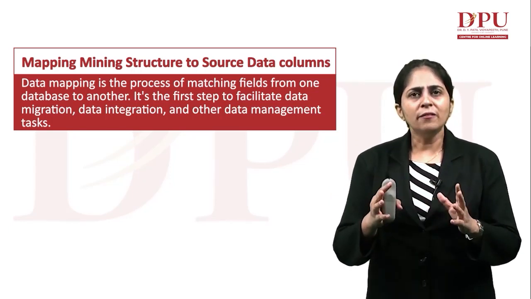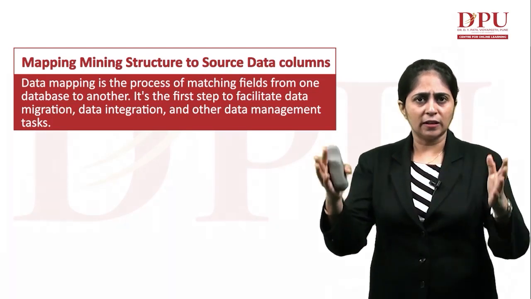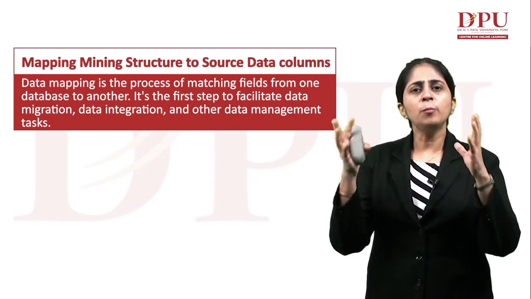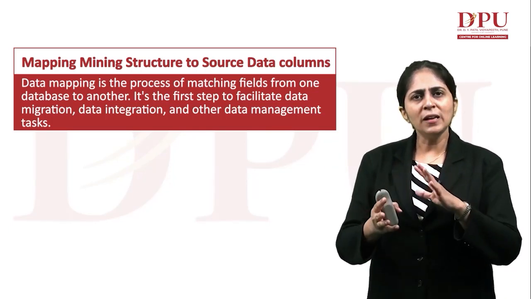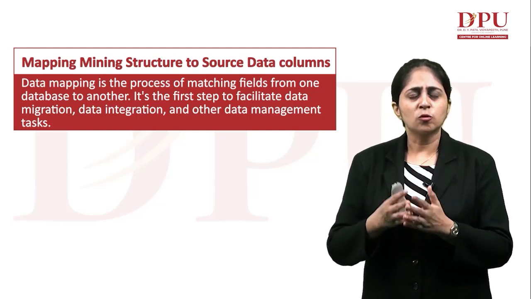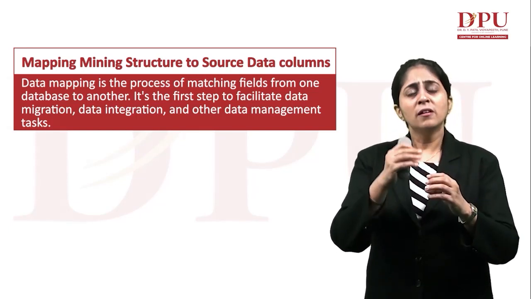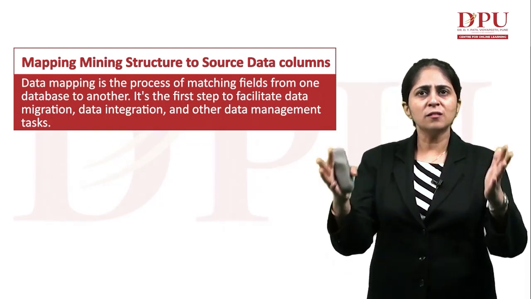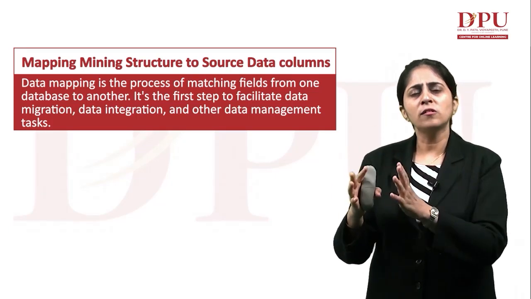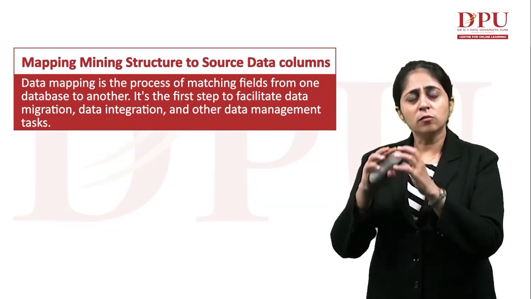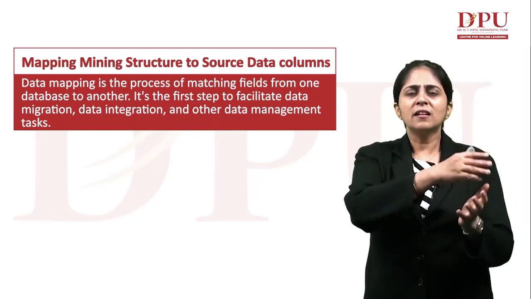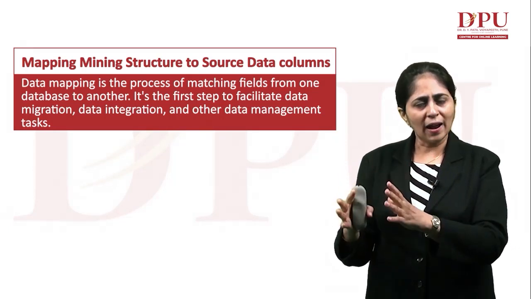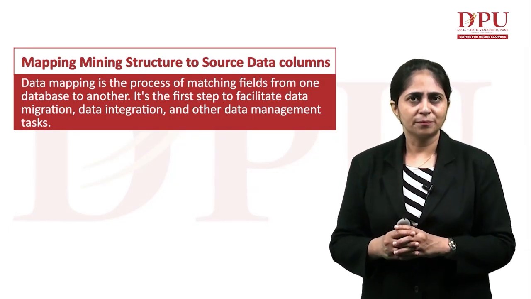See, whenever we have a lot of data which we are receiving through multiple data sources, they have to be mapped together. They have to be matched with each other so that the thing which is the same should communicate the same meaning. So here we are discussing mapping the various mining structure to the source data column. That means the source to which we are keeping it. We have data scattered at different places. We have to map that data together and keep it at a particular place.